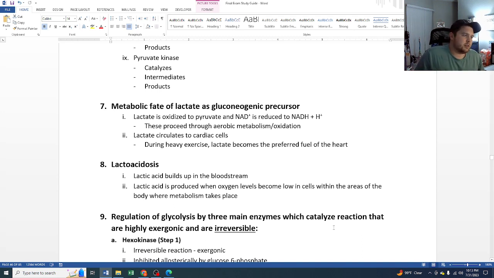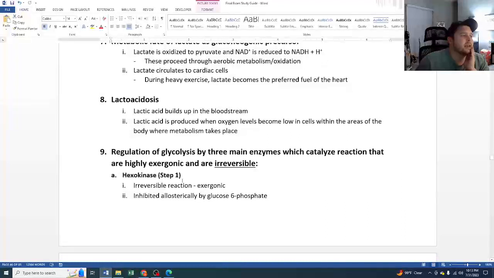It can be brought back out and then used for energy. Now, lactic acidosis is an issue when the lactic acid builds up in the bloodstream, so we have too much lactic acid. And if you think about it, if it's an acid, you put an acid into a solution that is primarily water, which blood is primarily water, what happens to the acid?